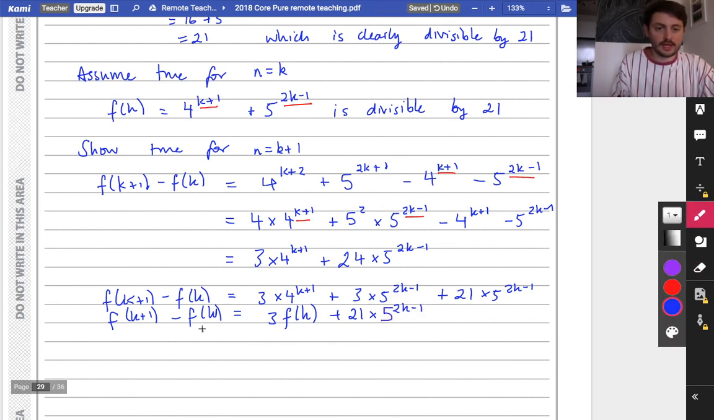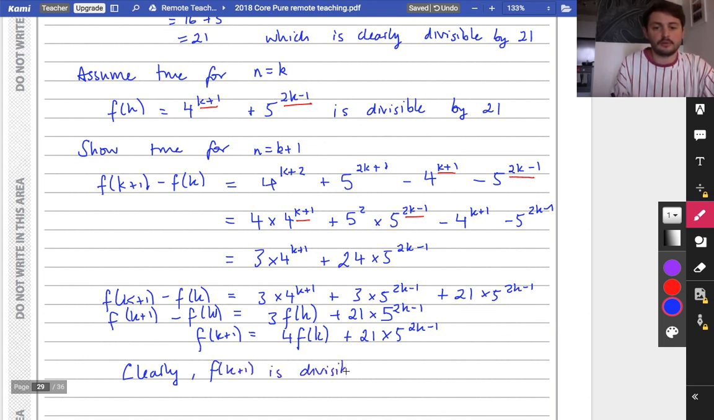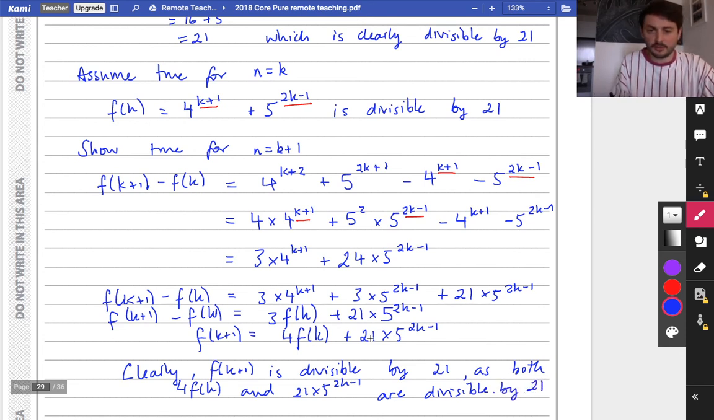All we need to do now is add the f of k back on. So it's 4 lots of f of k plus 21 multiplied by 5 to the power of 2k minus 1. Clearly, f of k plus 1 is divisible by 21 as both 4 f of k and 21 times 5 to the power of 2k minus 1 are divisible by 21. Because we know that's divisible by 21 and that's divisible by 21 because of this factor that we've got here.